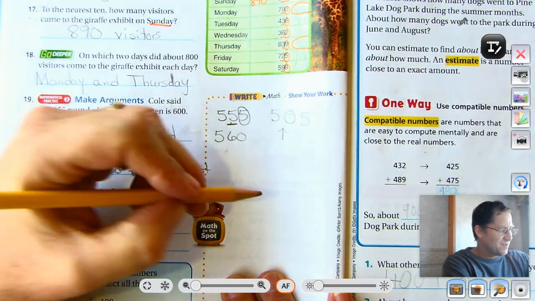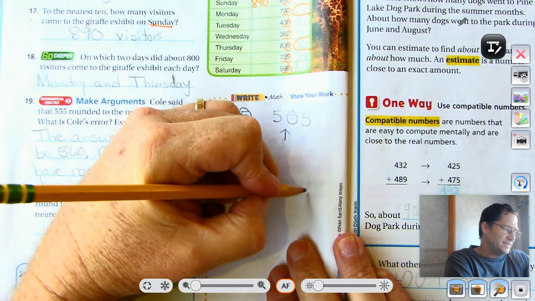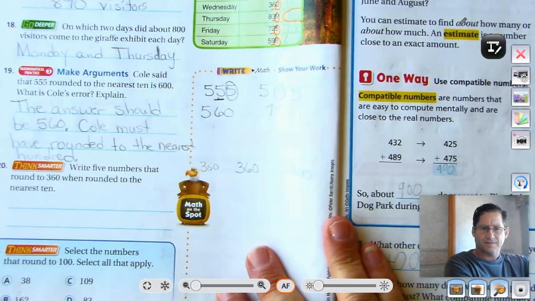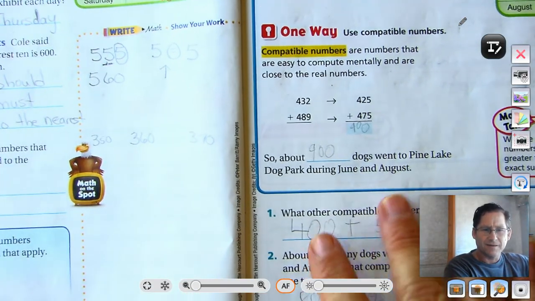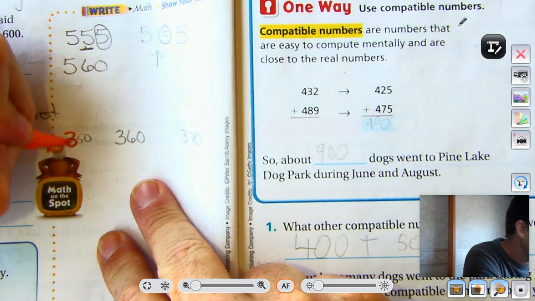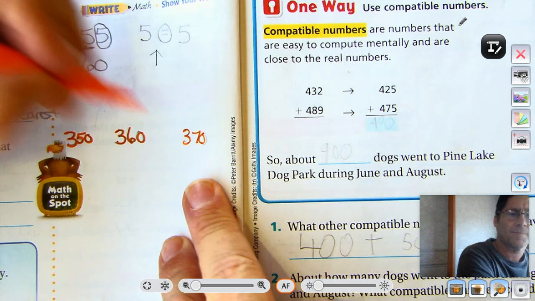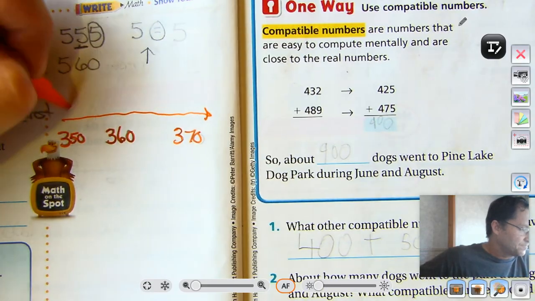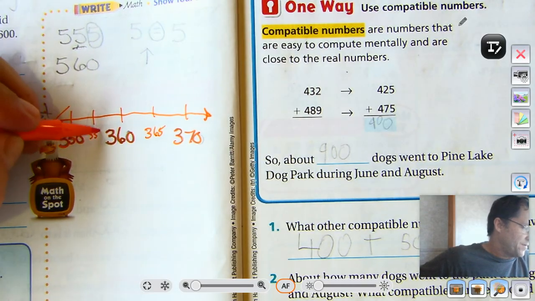So let's see. 360 is in between 350 and 370. The glare, you can't really see 370. Let's try a different marker here. I'm not sure you can see that. All right, that's better. Okay, so we know if we were using a number line that halfway between these would be 365 and 355.